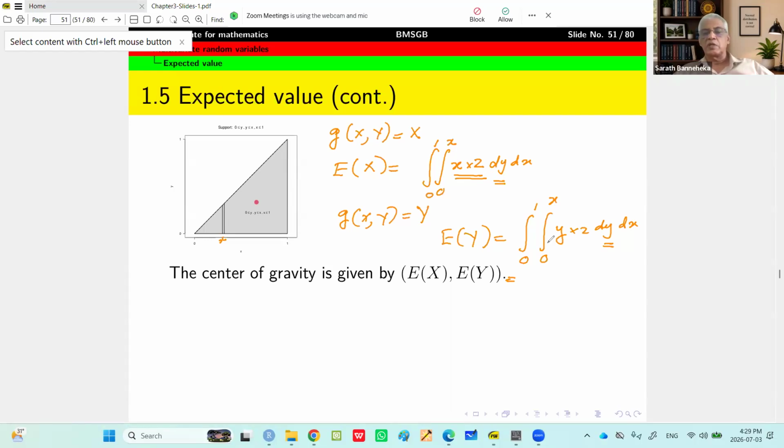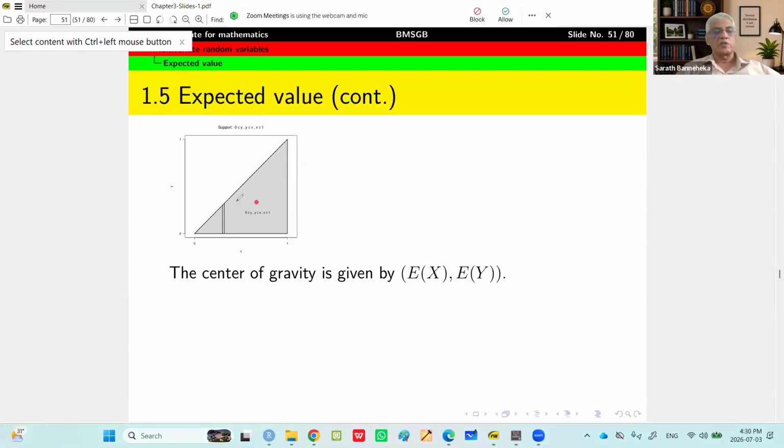But here when you are integrating with respect to y, y square divided by 2 will come here, and then 2 will cancel out, and then put the limits and then integrate with respect to x. So therefore, you will get two different answers for the expected value of x and expected value of y in this case.